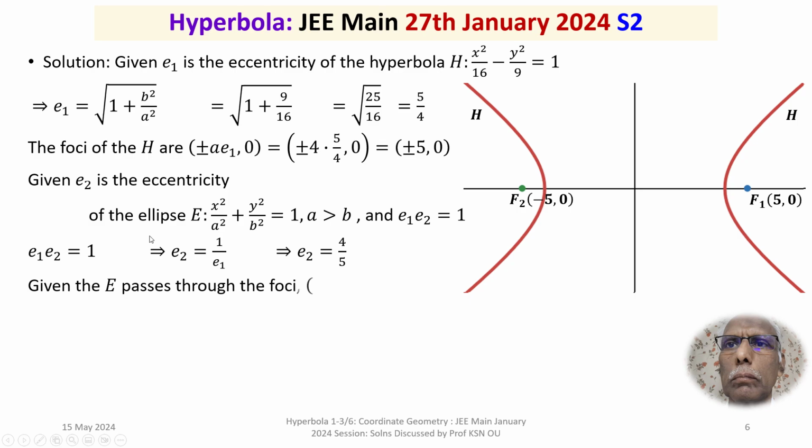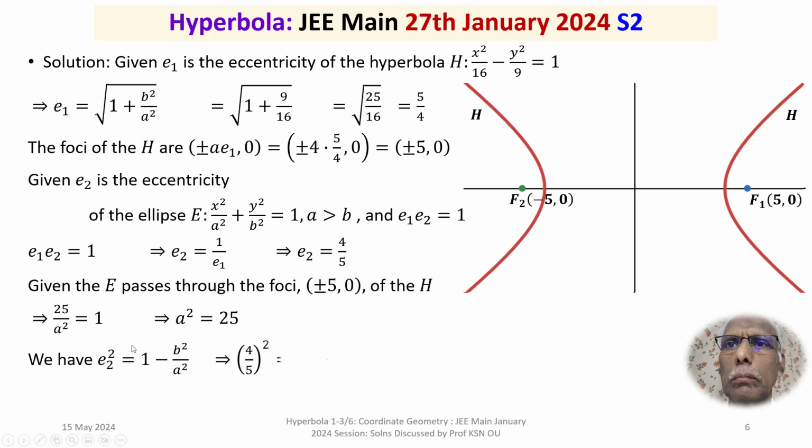Given this ellipse E passes through plus or minus 5 comma 0 of the hyperbola. So substitute in the equation of the ellipse x is equal to 5, y is equal to 0. Great. If you substitute, it will be 5 square, that is 25 by a square, and y is 0, so is equal to 1. So from this you will get a square is equal to 25 and a is equal to 5.